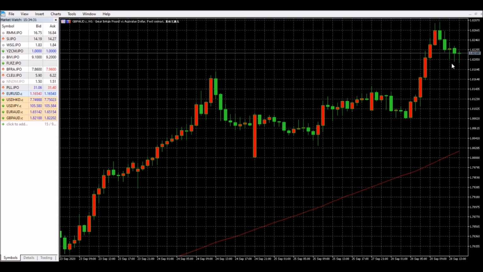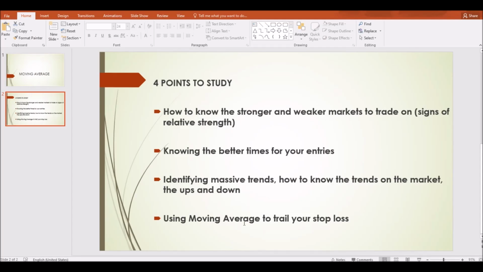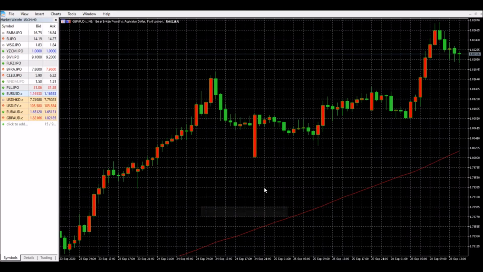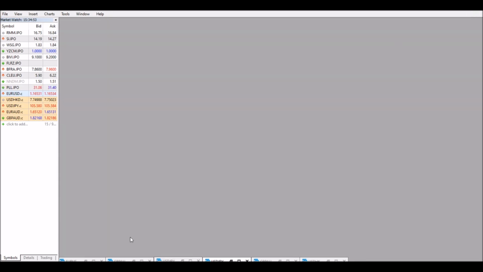Finally, we're going to talk about using the moving average to trail your stop loss. For this, we're going to be using the 50 period moving average. It depends on you. You can use any moving average that you want, because it's with regards to your specifications, what you are looking out for on the market. It depends on your goal, right?